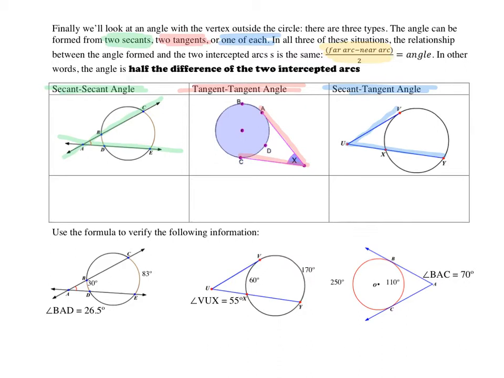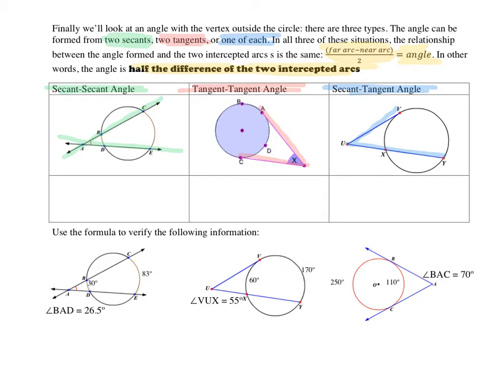Far and near is in reference to the angle that we're talking about. So you subtract those two, divide by 2 to get your angle. Another way of thinking about that is it's half the difference of those two intercepted arcs. So the difference, again, we subtract, and that's going to give us the angle measure.